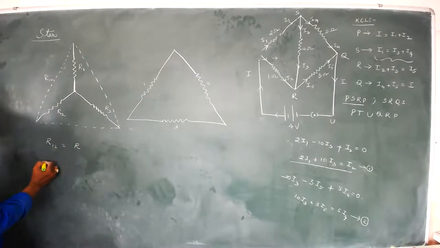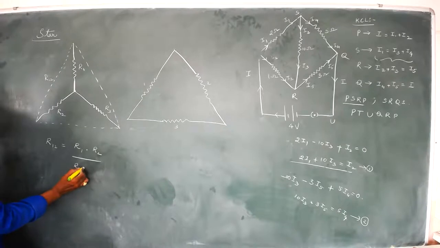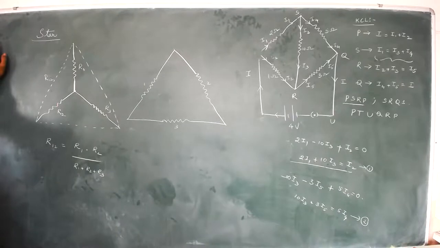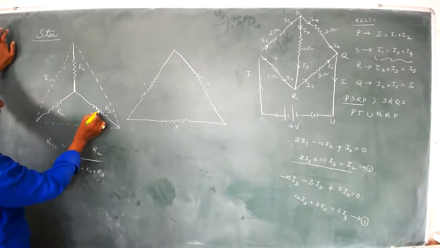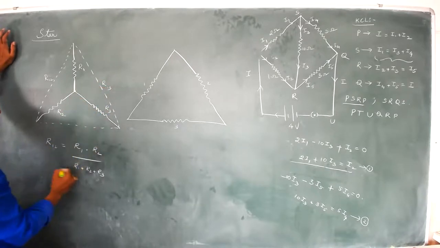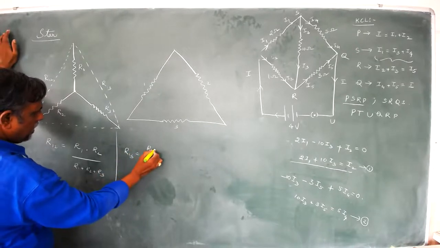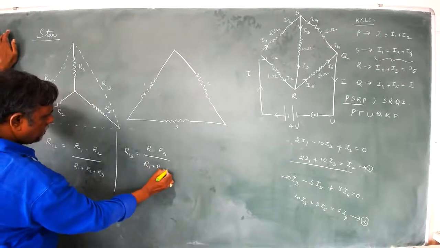So how do you write R12? R12 is R1 into R2 divided by R1 plus R2 plus R3, the total resistance. Next, here this is R1, R3. Whatever the resistance here, this is R13. So R13 is equal to how much? That is R1 into R3 divided by R1 plus R2 plus R3.